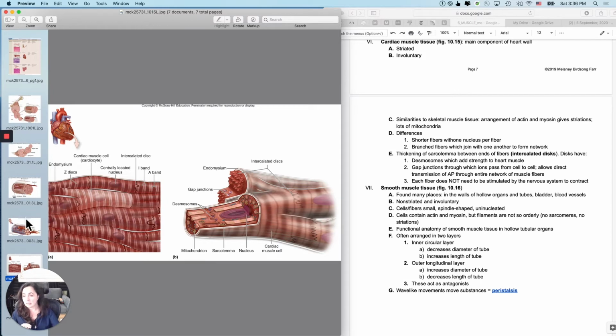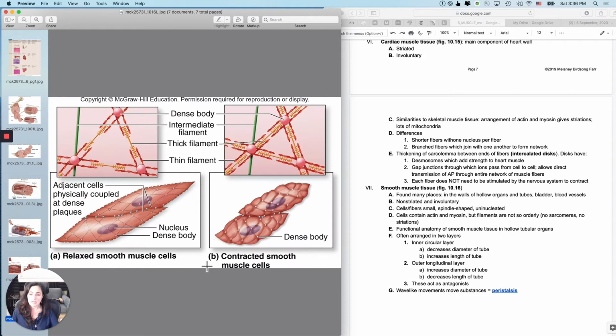And then smooth muscle, which is last, just to compare. Smooth muscle is found all over the place in the walls of hollow organs and hollow tubes, blood vessels, that kind of stuff. It's non-striated, which might make you think, oh, it doesn't have actin and myosin. It does. It's just that they don't line up, so you don't get stripes. It's also involuntary, like cardiac muscle, unlike most skeletal muscle.